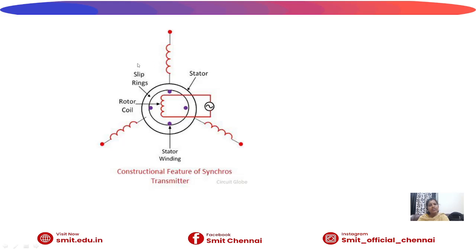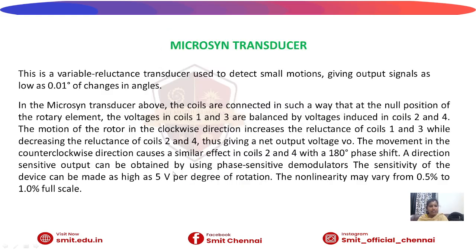The angle between these three windings is 120 degrees, right? These are the outer windings. The inner winding is the rotor and the outer winding is the stator. So this is the construction of a transmitter.